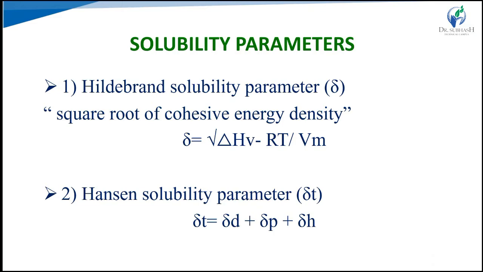The more alike the delta values of two components are, the greater is their mutual solubility. So we use this type of parameter to predict and guide the determination of solubility. Second is the Hansen solubility parameter, where delta T is equal to the square root of delta D plus delta P plus delta H. It consists of three parts.